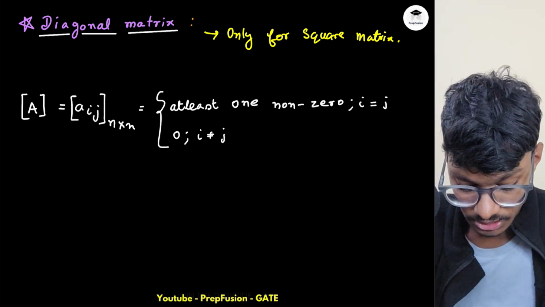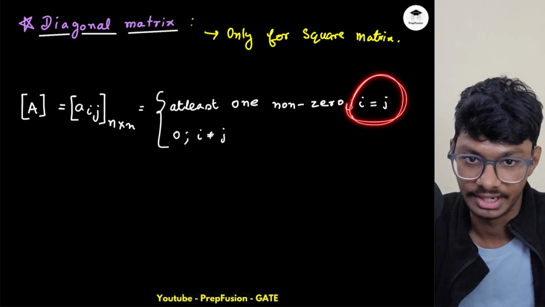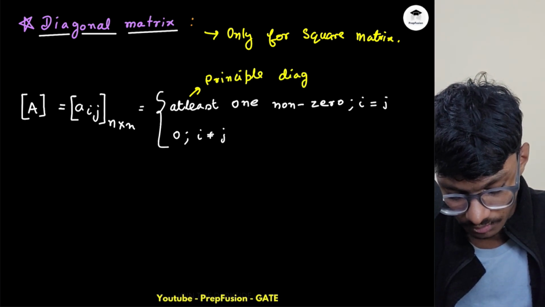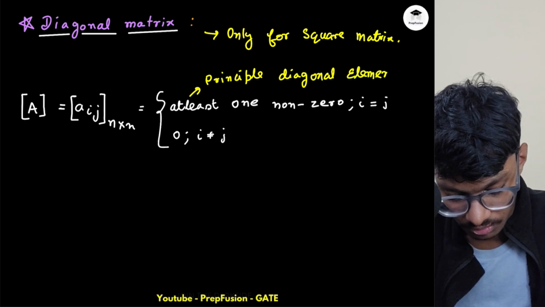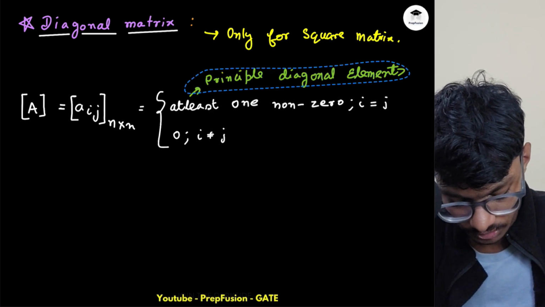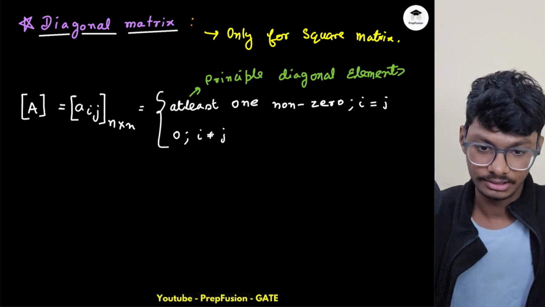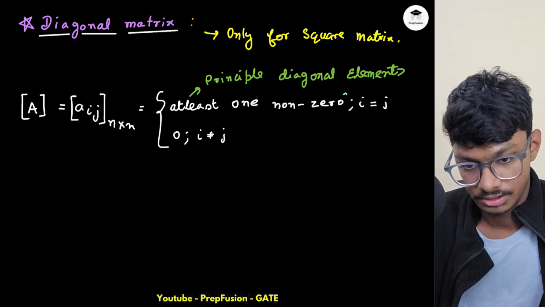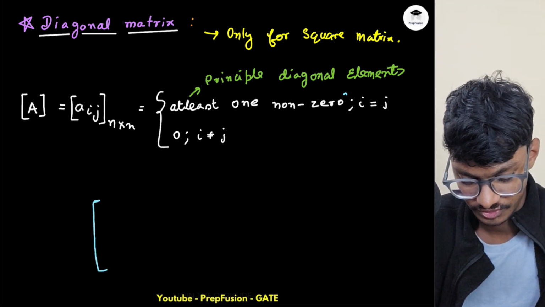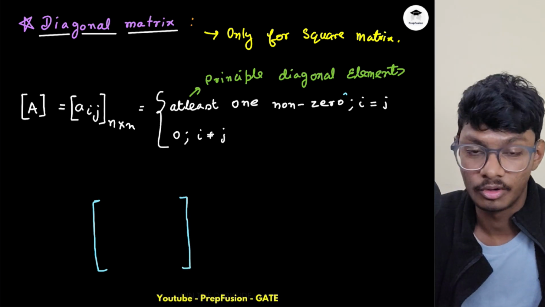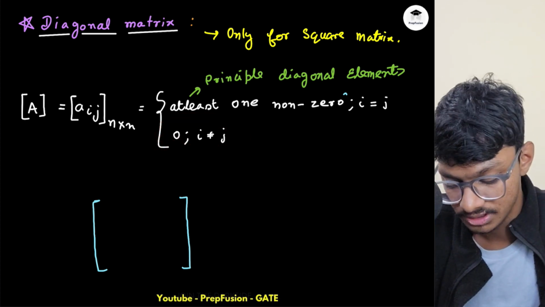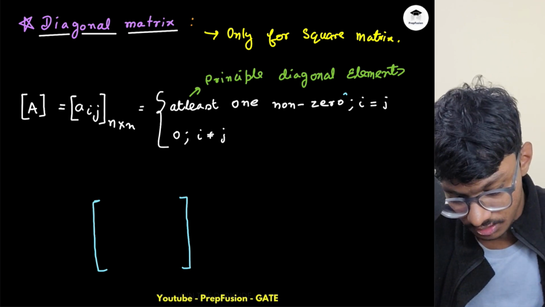In this case, i equals j means the principal diagonal. Another important thing I forgot to tell you is that all other elements will be zero, and the principal diagonal elements, at least one of them, should be non-zero.